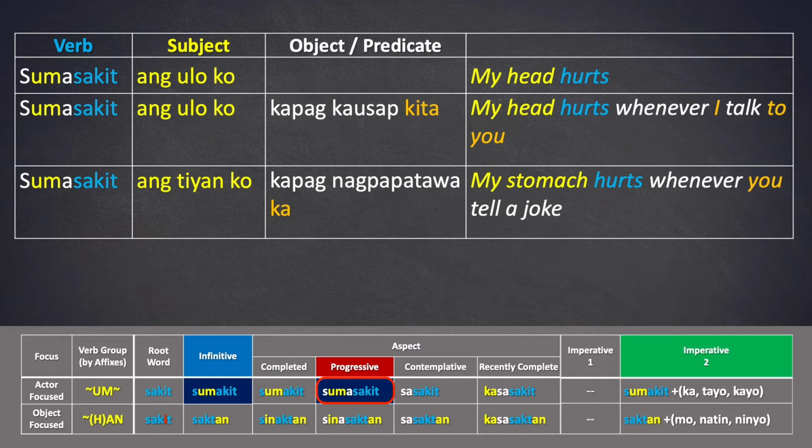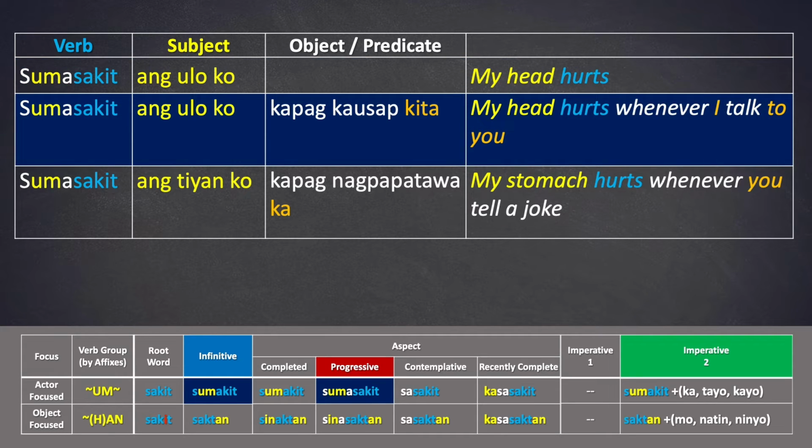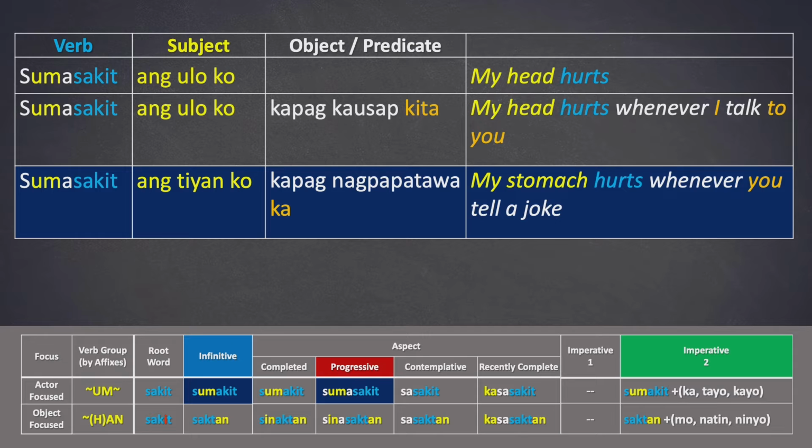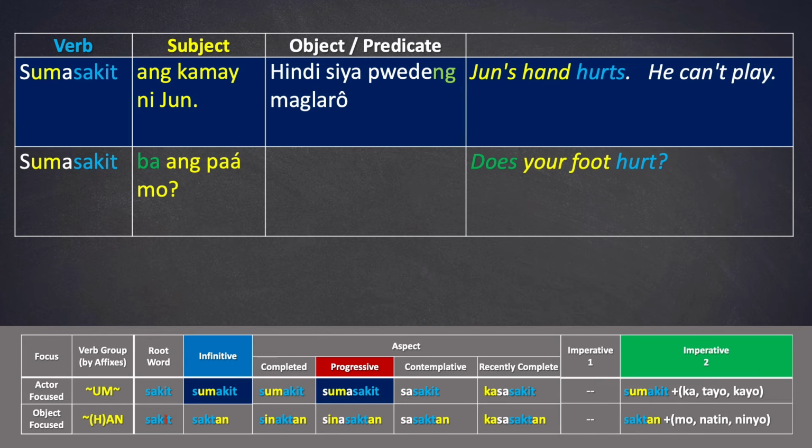Here are some examples. Sumasakit ang ulo ko. My head hurts. Sumasakit ang ulo ko kapag kausap kita. My head hurts whenever I talk to you. Sumasakit ang tiyan ko kapag nagpapatawa ka. My stomach hurts whenever you tell a joke. Sumasakit ang kamay ni June. Hindi siya pwedeng maglaro. June's hand hurts. He can't play.